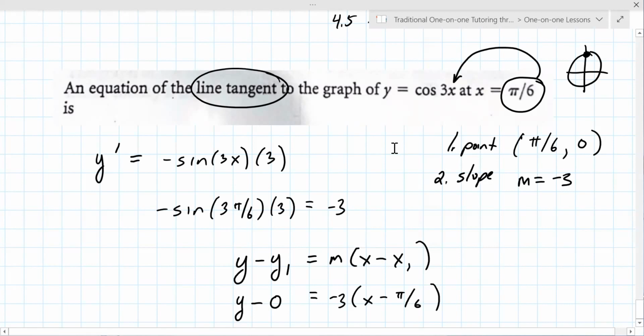Wait, wouldn't that one be the sine? Okay, so sine 3 pi over 6, that turns into pi over 2. Oh, I see. Okay. Never mind. Do you want another one like this? Sure. Okay.